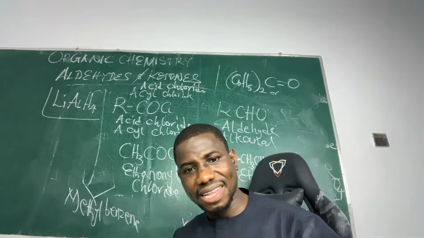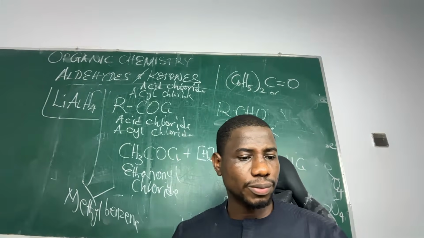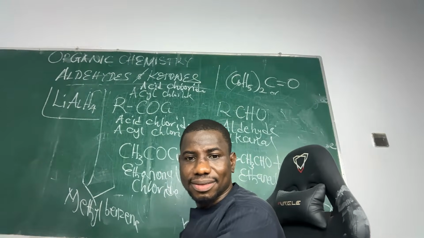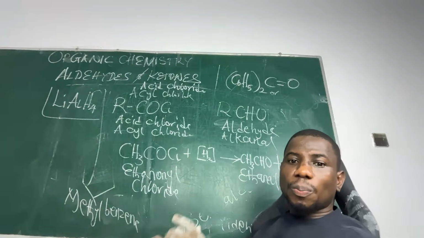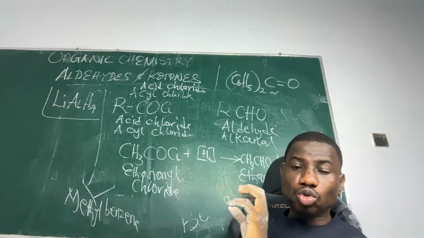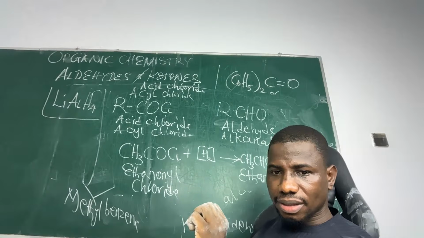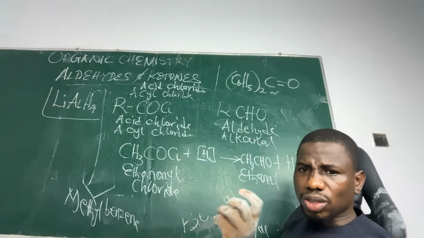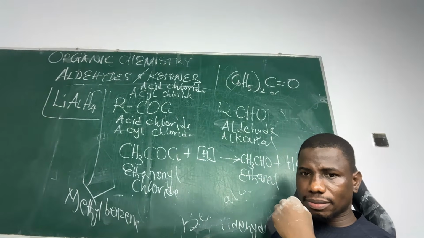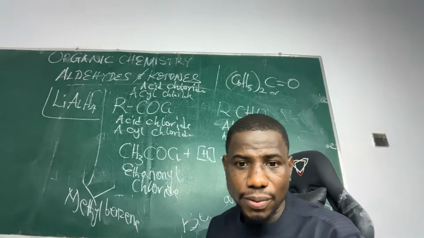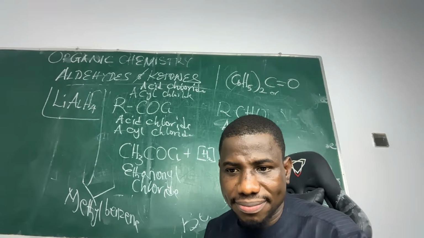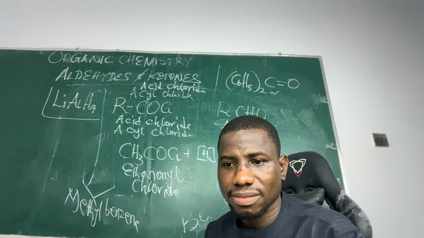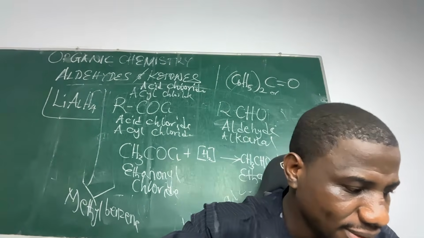We are going to close this now with preparation of ketone, but that will be tomorrow. Just know that to prepare aldehyde, we use oxidation of primary alkanol. If we want to prepare a ketone, we are going to do oxidation of secondary alkanol. Are you with me? Very, very important.